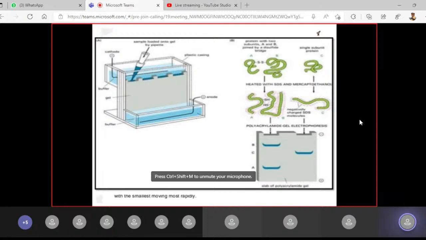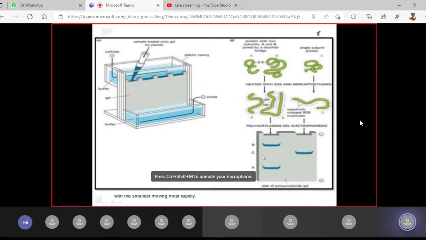I'm telling you, your hemoglobin has 4 subunits, but 2 subunits are having the same size and the other 2 subunits are having the same size. So you take hemoglobin, it has 2 alpha subunits and 2 beta subunits. And the size of alpha subunits are the same and the size of beta subunits are the same. Now think and answer me, when you treat hemoglobin with SDS and mercaptoethanol and then run in polyacrylamide gel electrophoresis and then stain with Coomassie brilliant blue, how many bands will you get?